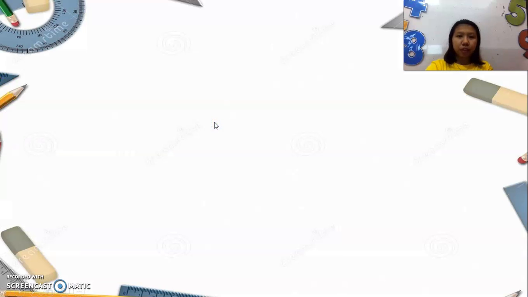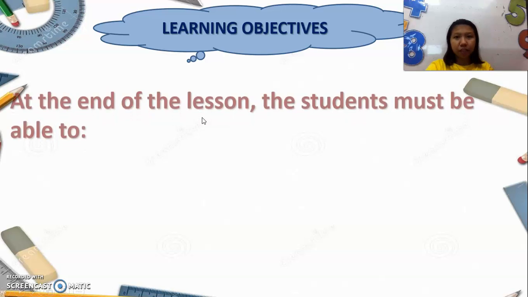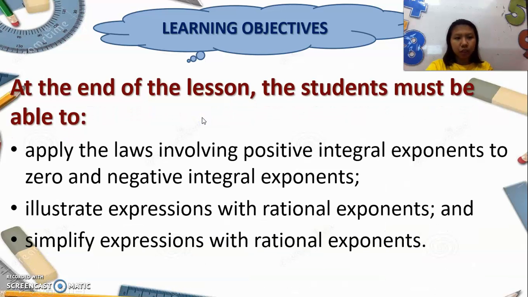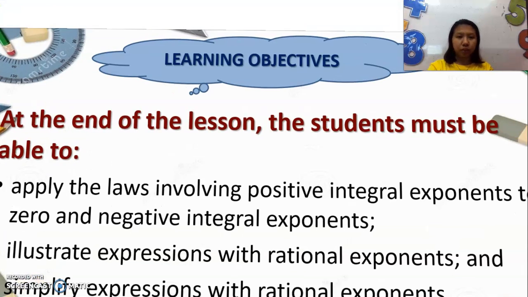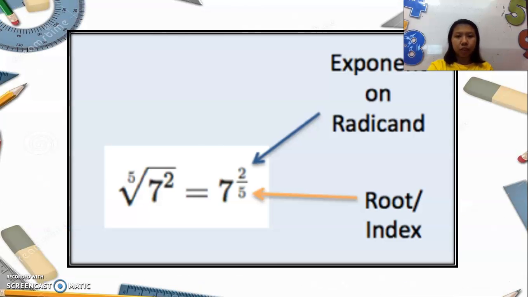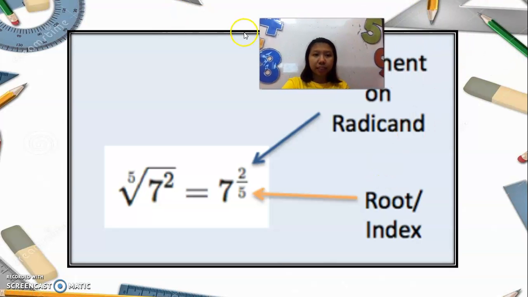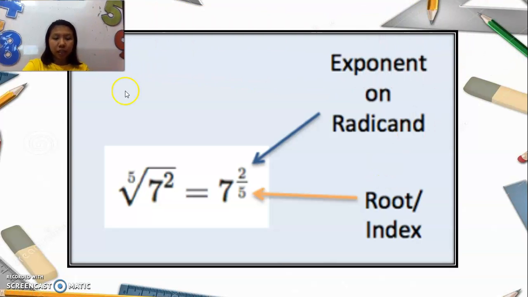For the learning objectives, at the end of the lesson, you must be able to apply the laws involving positive integral exponents to zero and negative integral exponents, illustrate expressions with rational exponents, and lastly, simplify expressions with rational exponents. So I have here a simple illustration about radicals and a rational exponent.